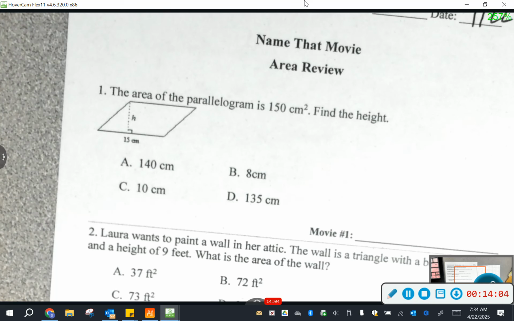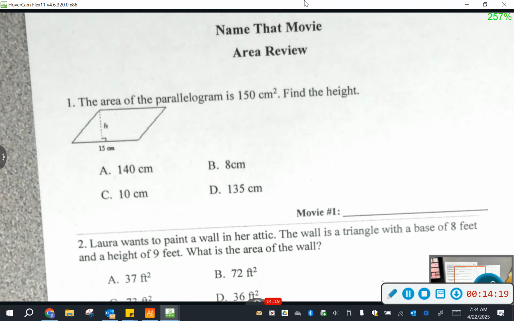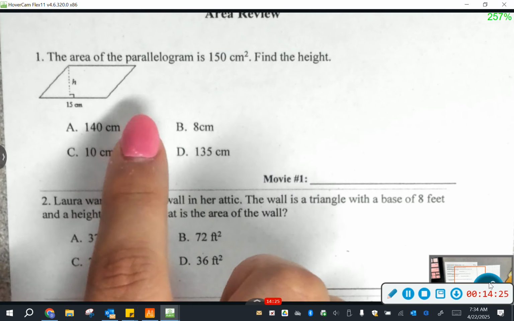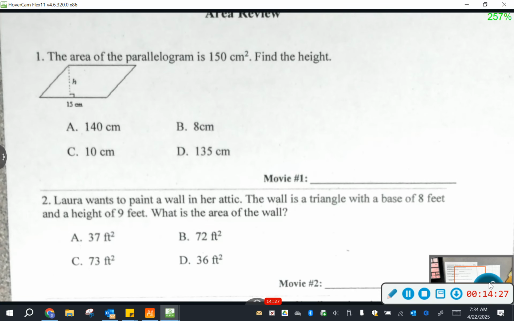What we are going to do now is we are going to play Name That Movie. You are not going to yell out the movie. You are going to write it down on your paper. The time right here is 14:20. I'll give you 1 minute. I want you to do number 1 real quick. You need to have Desmos up on your computer. Do number 1. When it turns to 15:30, we are going to name that movie. So do number 1. Go.